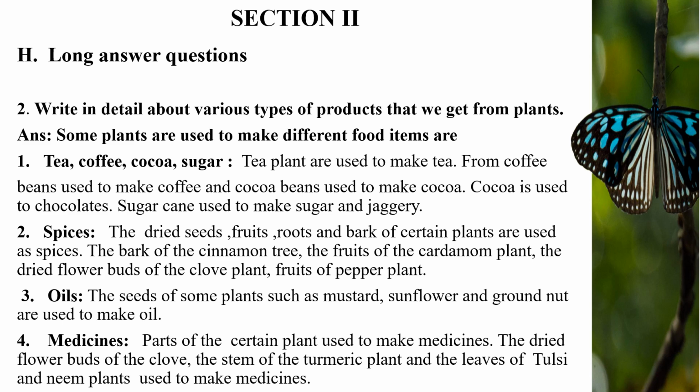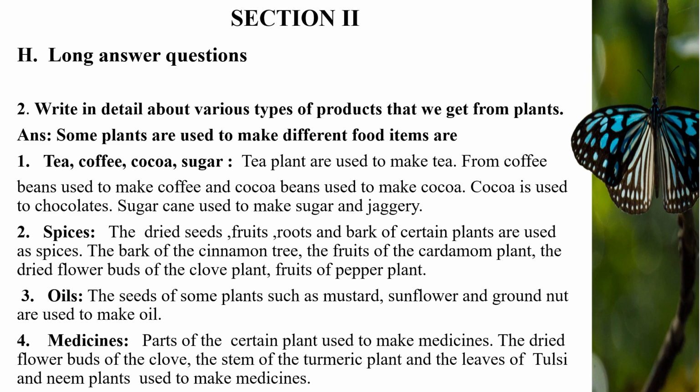Answer, some plants are used to make different food items that are, first, tea, coffee, cocoa, sugar. Tea plants are used to make tea. Coffee beans are used to make coffee and cocoa beans are used to make cocoa. Cocoa is used to make chocolates. Sugarcane is used to make sugar and jaggery.